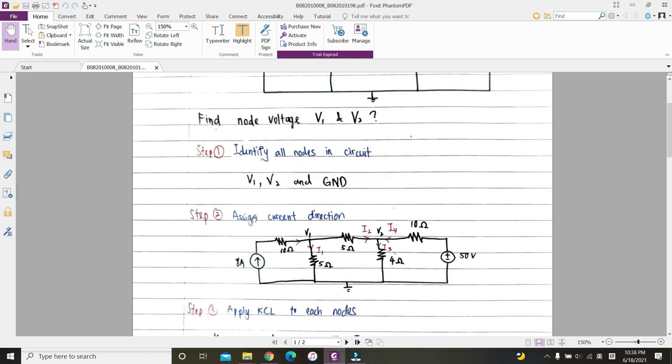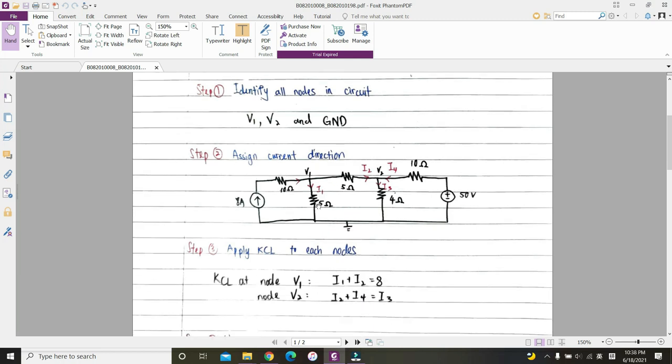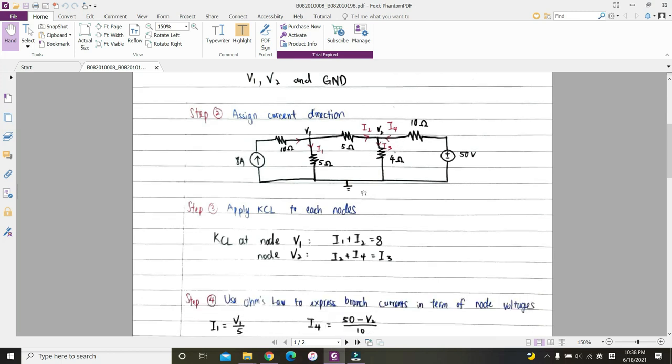And step 2, we assign the current directions. So here is a series connection. We can know that this series current will be 8 ampere. Then I1 will flow out from V1, I2 will flow into V2, I3 will flow out from V2, and I4 will flow into V2.